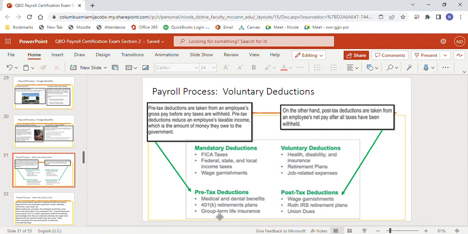Your group term life insurance or medical and dental benefits, you don't get taxed on those. So they take those out first and then they take taxes out. Then the post-tax would be any wage garnishment. We'll talk about those in a second. Your Roth IRA, because you pay your taxes up front on that, and then any union dues.